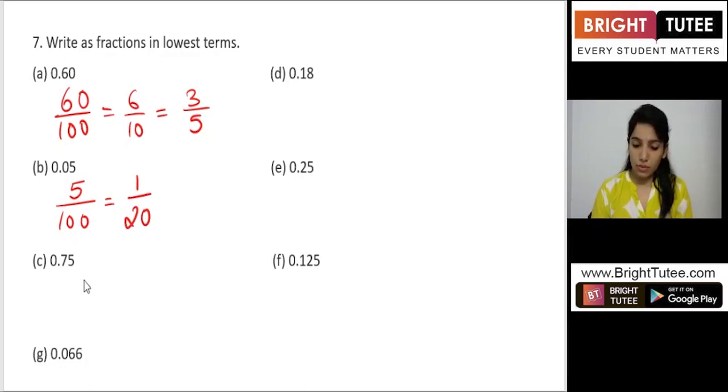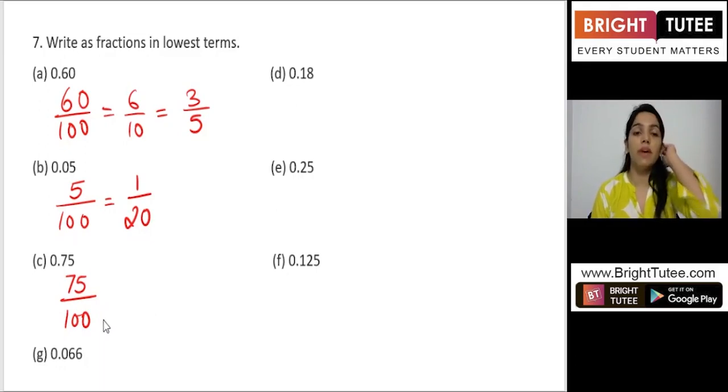Okay. Now the next one is 0.75. So 0.75 can be written as 75 over 100. Okay. So now let's divide both of these numbers by 5, or instead of it, let us use the biggest number, that is the highest common factor between them. So the highest common factor between them is 25. So 75 divided by 25 is 3 and 100 divided by 25 is 4. So the answer is 3 over 4.